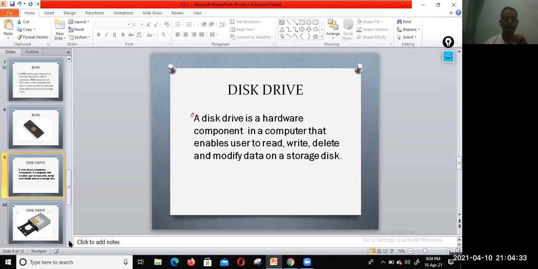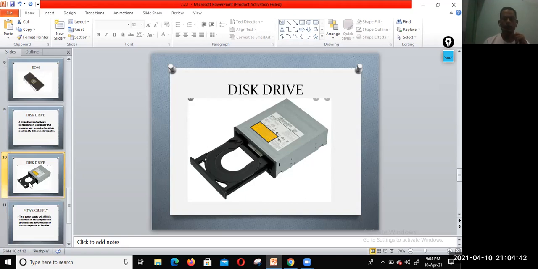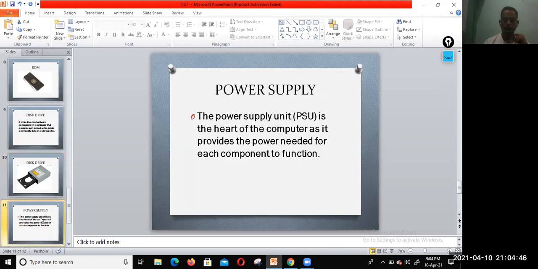Here you can see the CD drive or DVD drive similar to this. Right. Now we have another topic, power supply. The power supply unit, PSU, is the heart of the computer as it provides the power needed for each component to function.